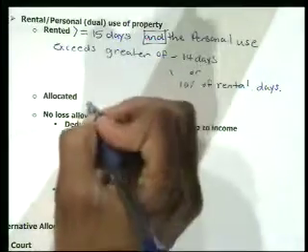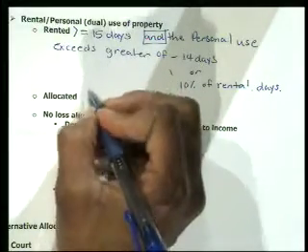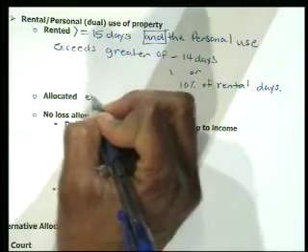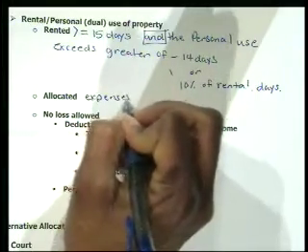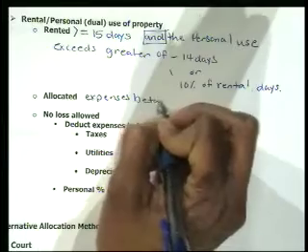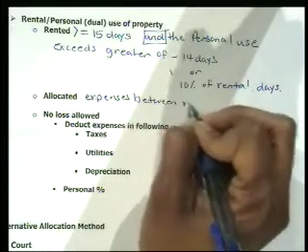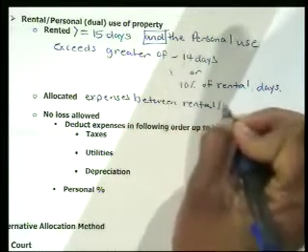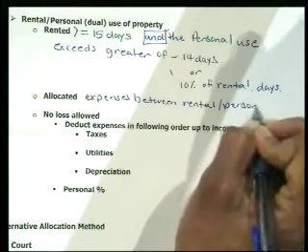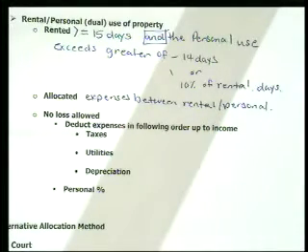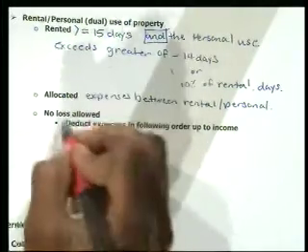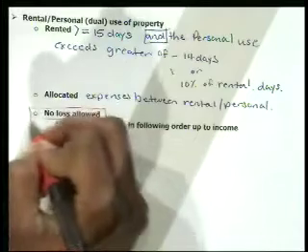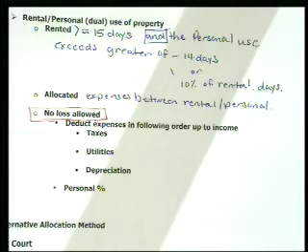Okay. And so what you want to do is allocate the expenses between the rental and the personal, just like we did before. Now, the thing to note and remember is that there's no loss allowed. So if I go through the calculations, I've got my income, these are all my expenses, and I end up with a loss, I can't take that loss.